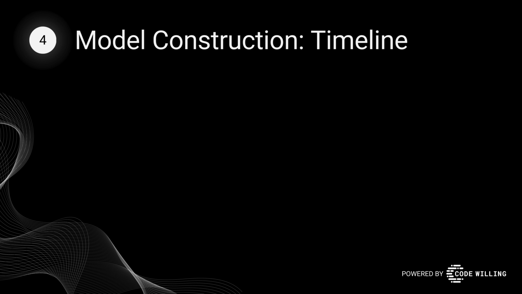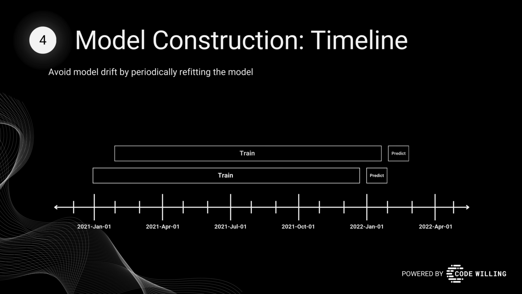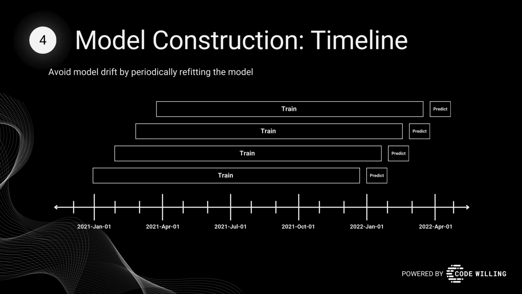Over time, market conditions change, causing model drift. To address this, it's best practice to periodically refit the model with new data while using the same parameters and pre-processing steps. In this timeline, for predictions in January, February, March, and April 2022, the training window simply shifts forward for each month, and you train a new model accordingly. 4 models in total for those 4 months.